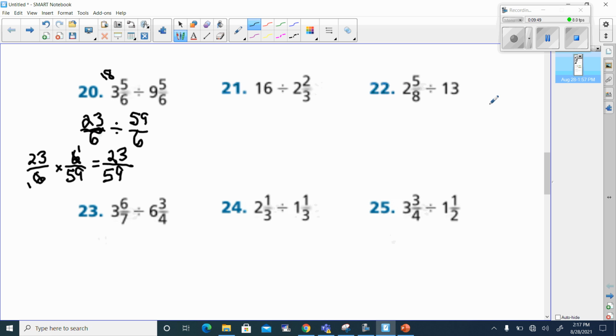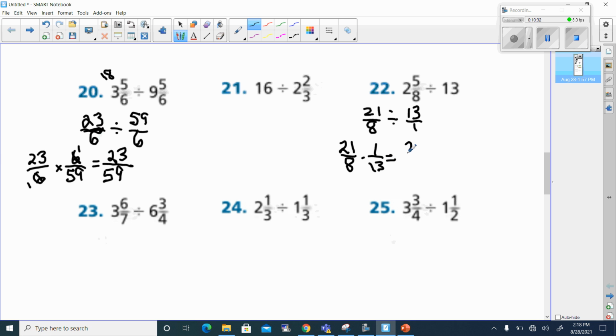I go to number 22. 8 times 2 is 16. 16 plus 5 will be 21, over 8. That would be divisible by 13 over 1. This is going to turn to 21 over 8 times 1 over 13. And these are not divisible into each other. We're just going to have to do the work here.